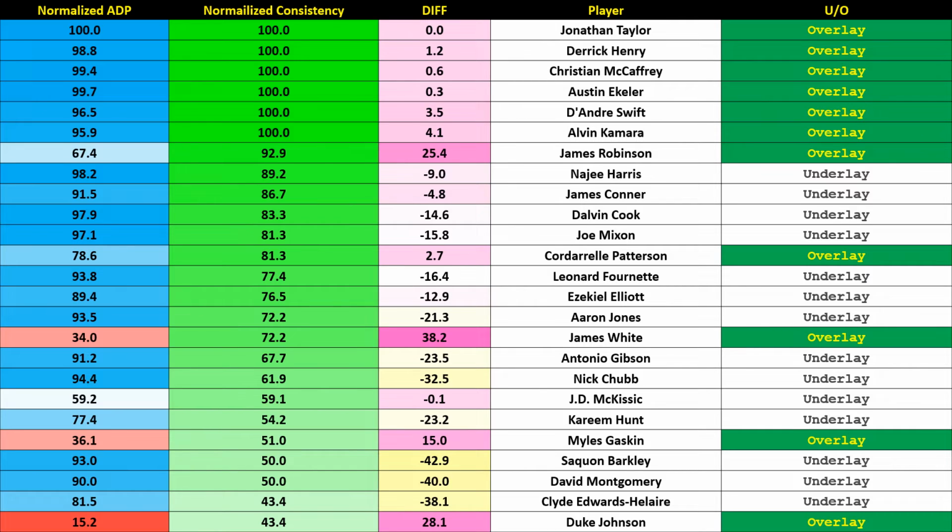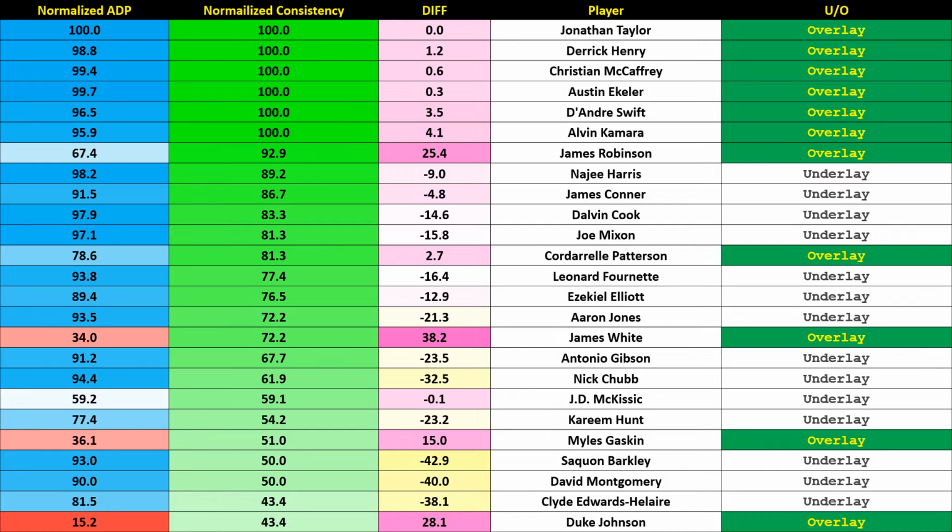Once you do that with the ADP and the consistency, you can compare one category directly to the other, and actually subtract and get a diff number, or difference. Anything with a positive difference means the consistency of the player is much higher than his ADP, and those will be listed in purple. Those that are dramatically below will have a minus and be in yellow. And if they're above what the price is, that's called an overlay.